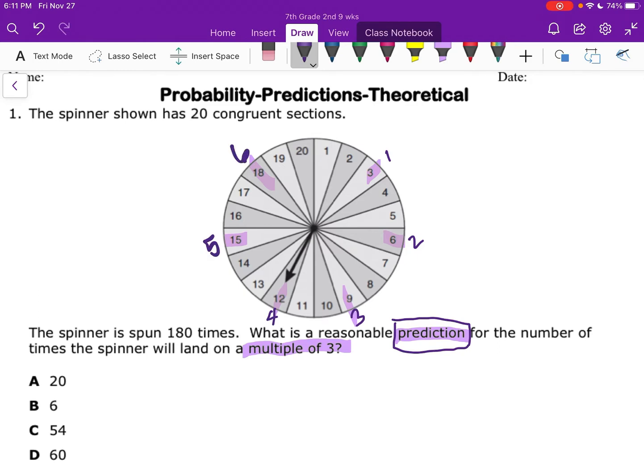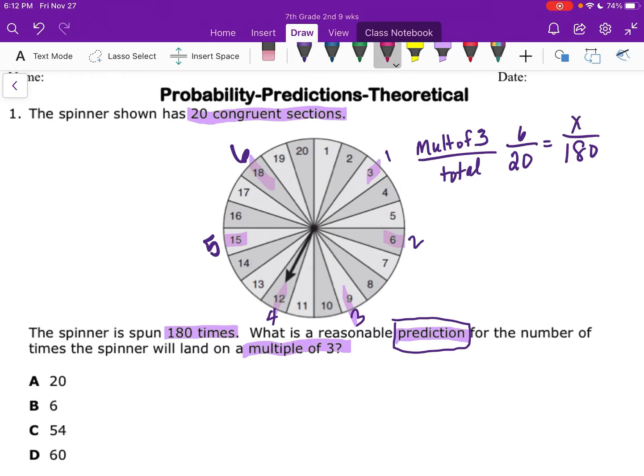So the proportion that we're going to set up is the multiples of 3 over the total. So we have 6 multiples of 3 out of how many? Some kids want to say it's out of 180 because we're going to spin the spinner 180 times. But it's not 6 out of 180. It's 6 out of the 20 congruent sections. So the 20 goes at the bottom. Now, from that piece of information, we can figure out if we spin it 180 times, how many times should we get a multiple of 3?